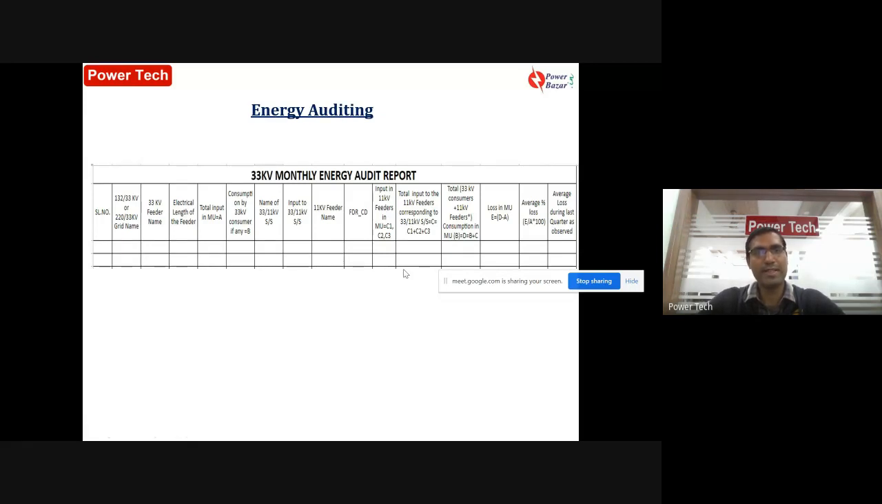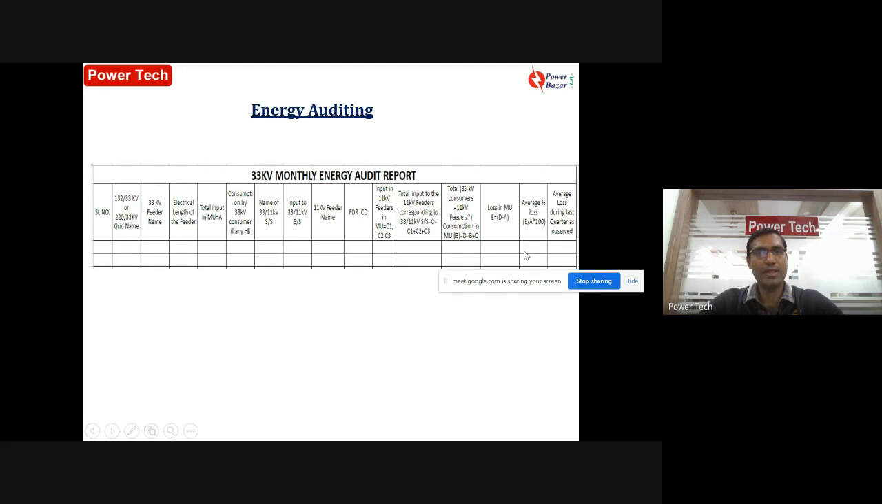The input from 33 kV is A, the input from the grid is A. Then it comes up to this 33 by 11 kV substation, and in between if there is a 33 kV feeder, that calculation can be listed in column B. This B would be added to all the 11 kV feeders. What is the 11 kV feeders' consumption? When that gets added, that will give us the total 33 kV consumer plus 11 kV feeder consumption. Loss is this value minus the input value, D minus A.